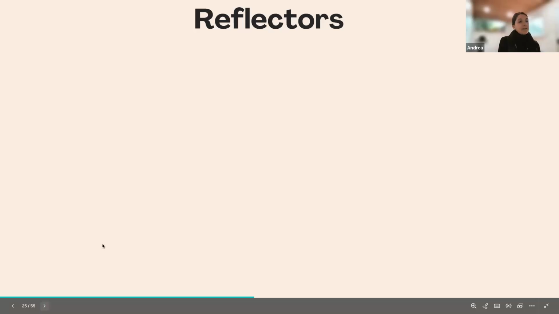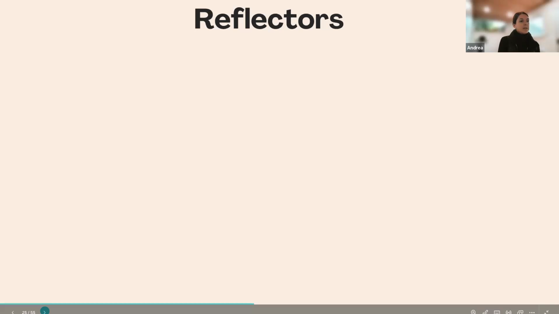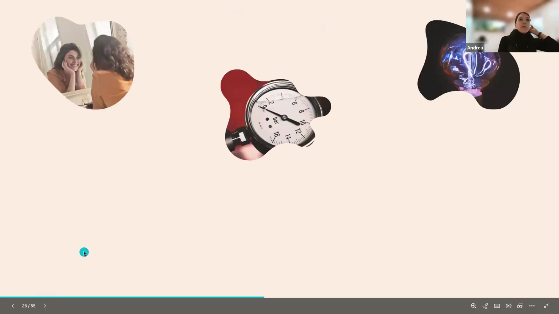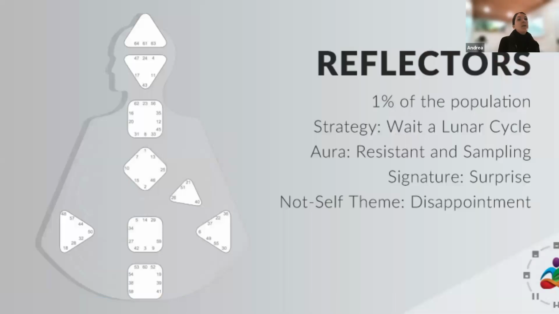And then reflectors, which we said is a very, very small percentage of the population. It's about 1%, very rare. Reflectors have no defined centers in their chart. So actually, I'll go to the next slide. They have completely open centers everywhere. So they're very receptive and sensitive to the energy of others in all the centers. They don't really have a fixed way of thinking, of communicating, of processing their emotions. They don't have that consistent energy.